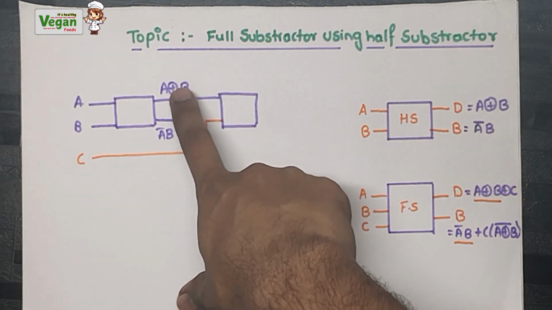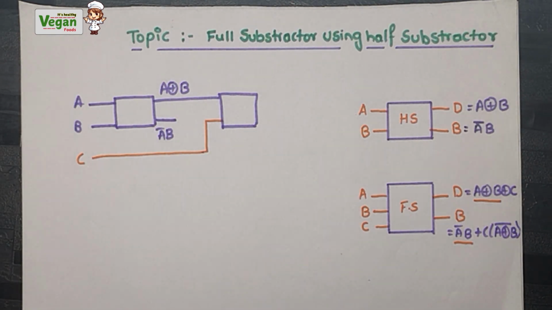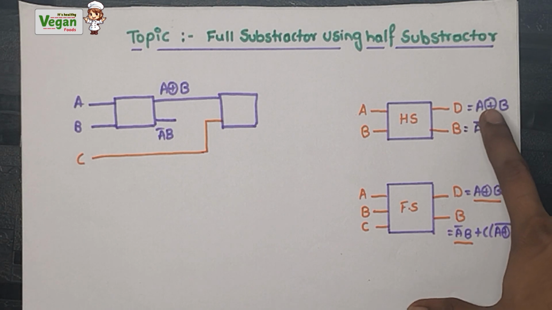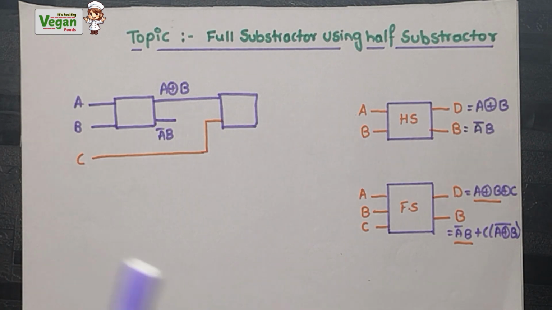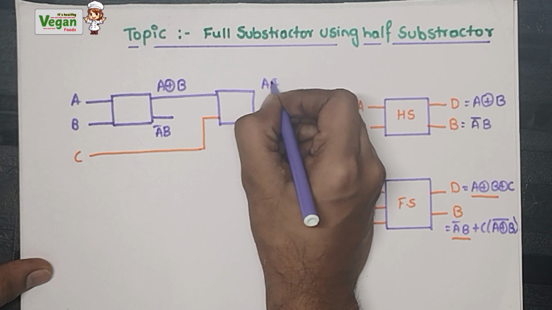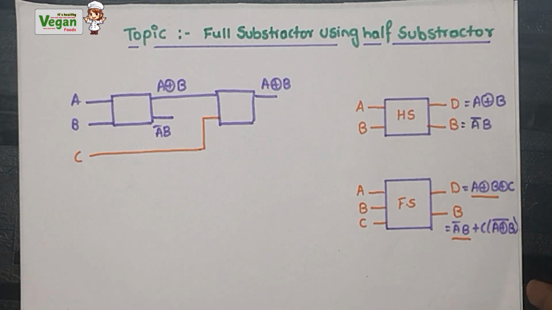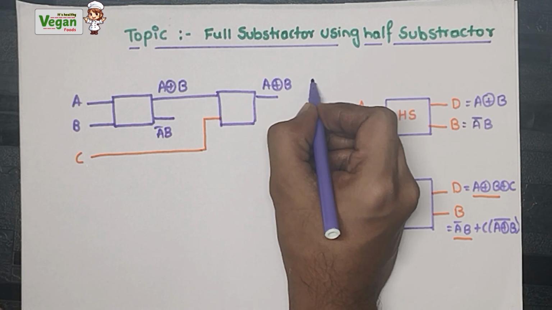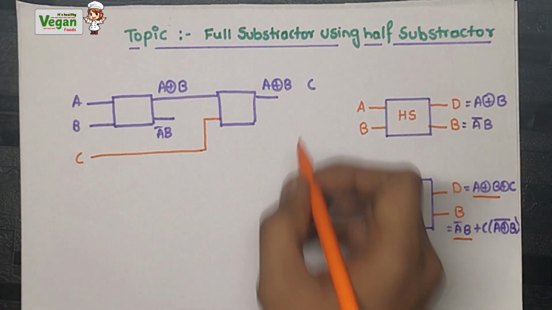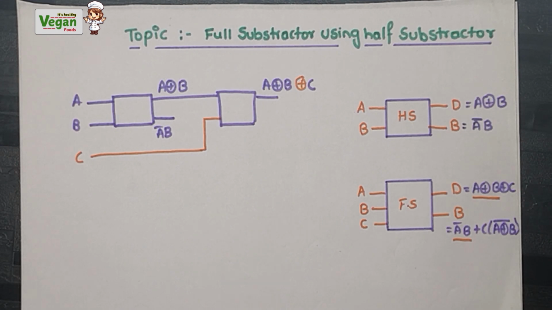Now what are my inputs? A XOR B and C. So what will the difference do? If A and B are my inputs, it will add an XOR gate between them. So my first input is A XOR B. Now what will it do? Add the XOR gate with the second input. My second input is C. Now it will add the XOR gate between them. Now we got A XOR B XOR C.